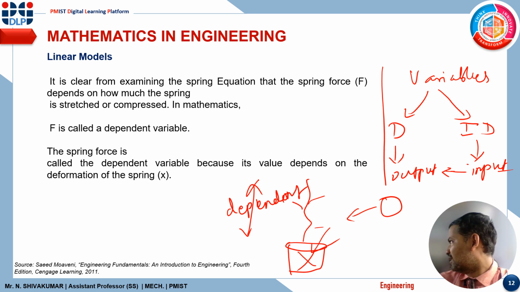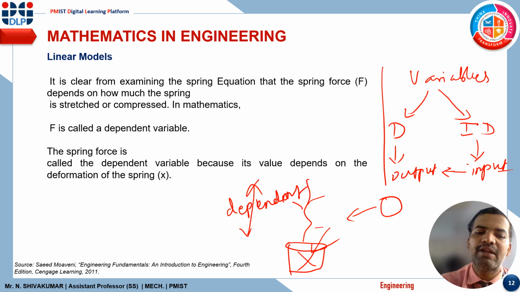Input can be changed often, so it is an independent variable. The height of the plant is purely dependent on these factors. That is why it is called a dependent variable.